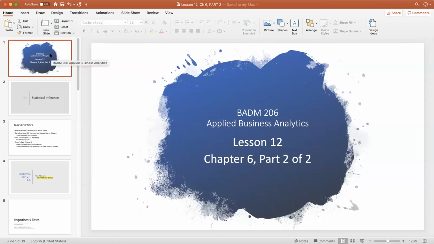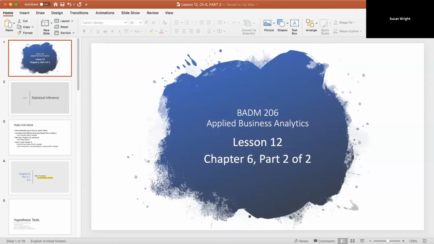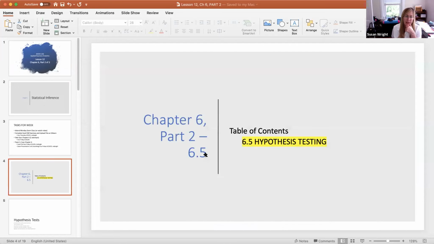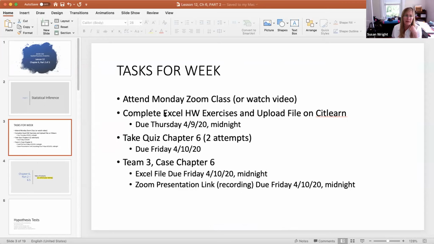Okay, this is the class for the second lesson in chapter 6. It relates to hypothesis testing. So we're doing 6.5, the content area in the chapter if you're looking for the reading related to hypothesis testing. This week you have an Excel assignment as usual.